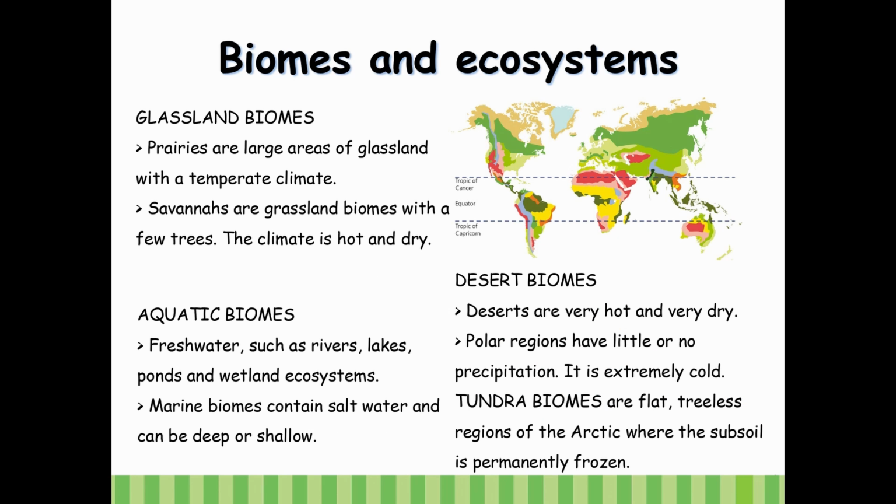Grassland biomes. Prairies are large areas of grassland with a temperate climate. Savannas are grassland biomes with a few trees. The climate is hot and dry. Aquatic biomes. Freshwater, such as rivers, lakes, ponds, and wetland ecosystems. Marine biomes contain salt water and can be deep or shallow.